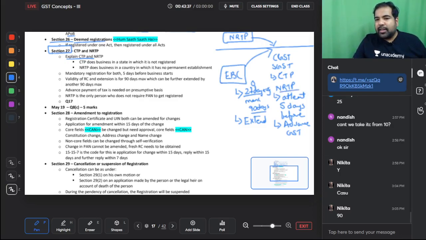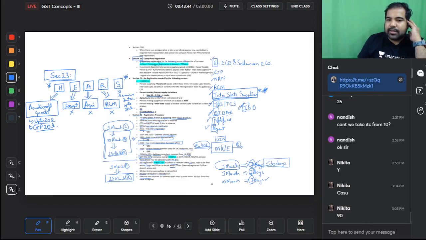And you know, guys, NRTP will not have a PAN. So they have to give their passport details and any representative's PAN. This is section 27.